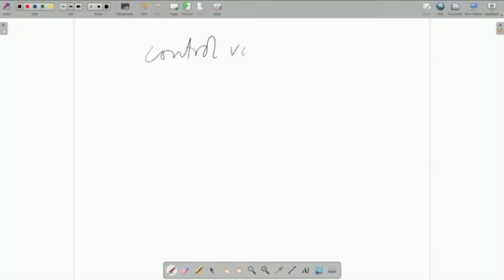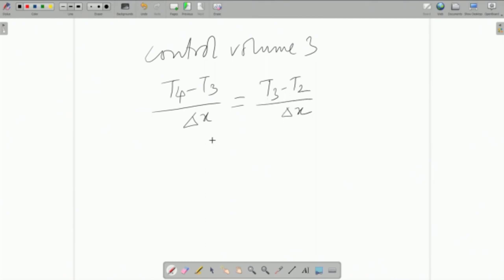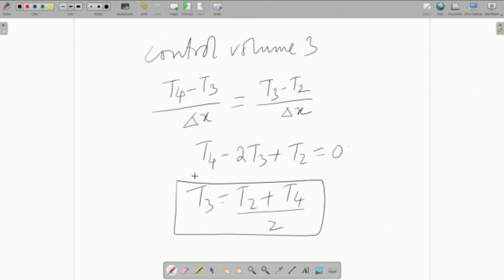So, we are done with 1, 2 and 4. So, we will write one for control volume 3 now. So, for control volume 3, the equation looks like, so, this also has a very similar outcome as control volume 2. Now, with a little more time spending, we can solve the problem. Let us go ahead and do that.